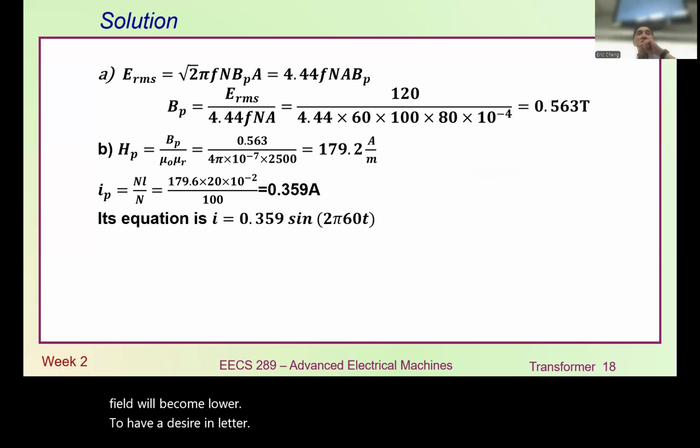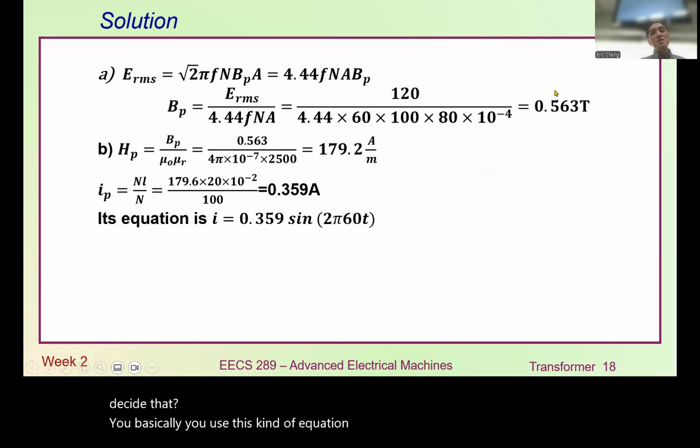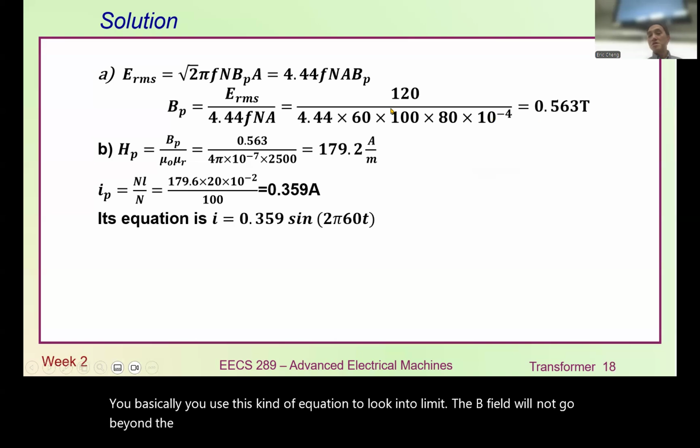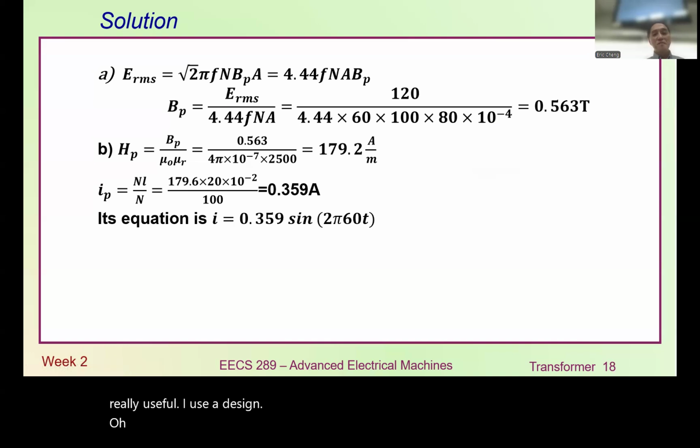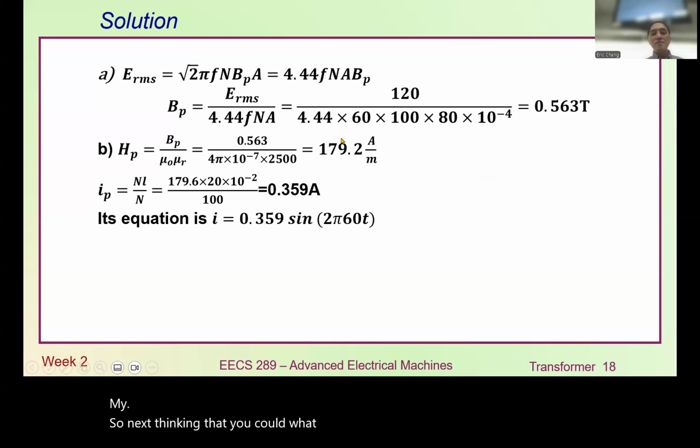For example, see how you are now designing the tap inductor. When you design an inductor, you use this kind of equation to limit the B field so it will not go beyond the component parameter. So this is a really famous equation, but really useful. I use it to design all my inductors and transformers really often. Anyway, next, what is the equation for the current?